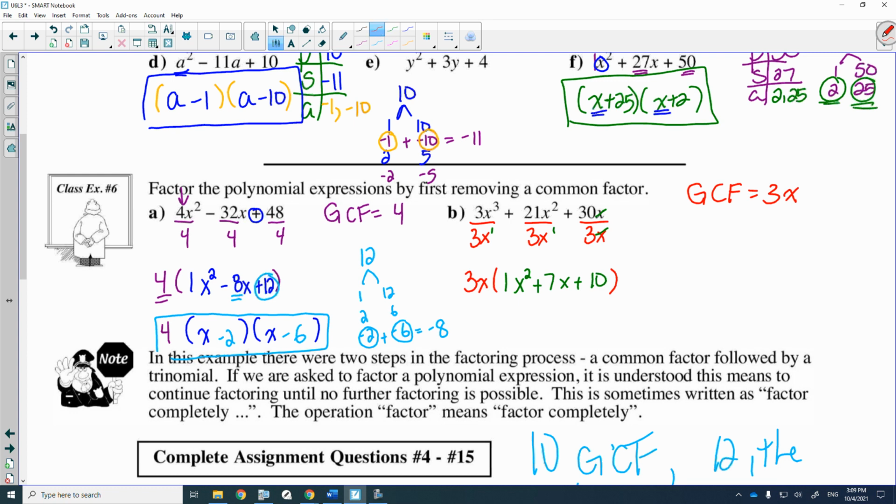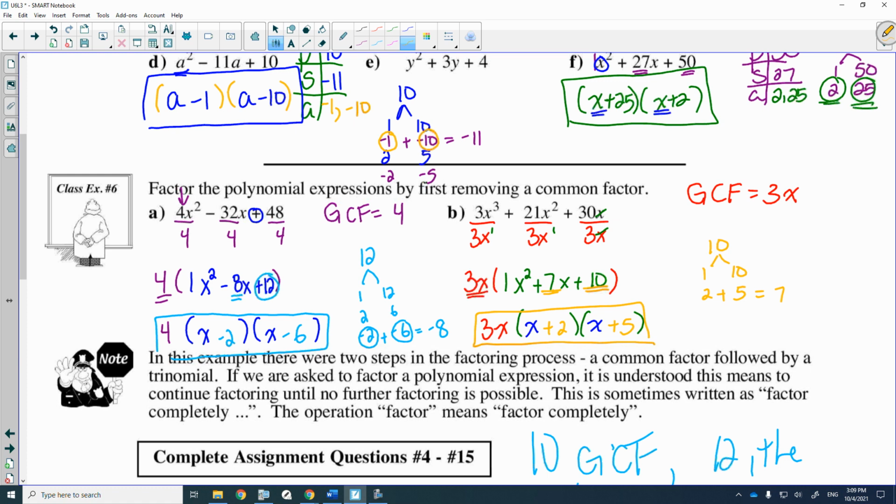Okay, let's set it up. Bring down your GCF, set up your two brackets. I know I'm going to have an x at the beginning of each bracket. I need to find the two numbers that multiply to 10 and sum to 7. 1 and 10. 10 divided by 2 is 5. Really quickly, I'm able to see my answer. My answer is a 2 and a 5. So x plus 2, x plus 5, and you are done.